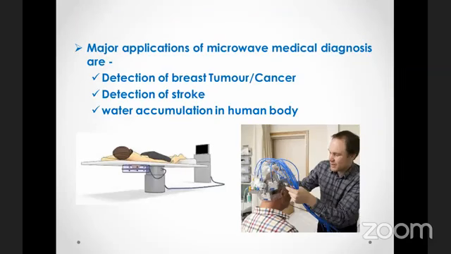Detection of not only breast cancer, the detection of stroke is also possible using these approaches. Water accumulation in human bodies can also be sensed using this type of diagnosis systems. EEGs can also be performed using such principles. Various research groups are working in this area, and they are trying to develop new products.